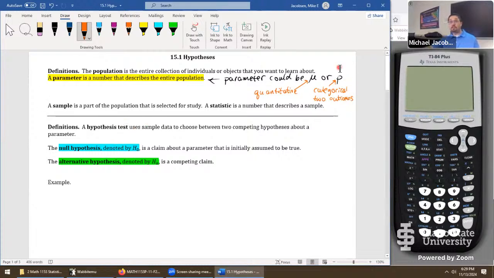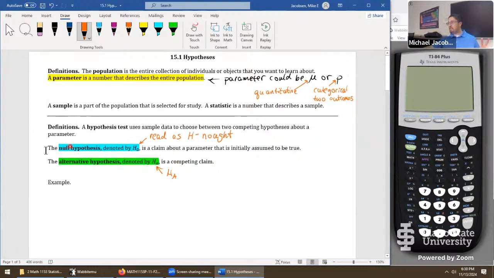So once we get a good handle on parameters, here's how a hypothesis test goes. A hypothesis test will use your sample data. It says to choose between 2 competing hypotheses. One is referred to as the null hypothesis. It's written as H0, but it's often read as H not. Not for zero, as our book describes. The alternative hypothesis we write as HA, or sometimes we might write it HA, is the competing claim.